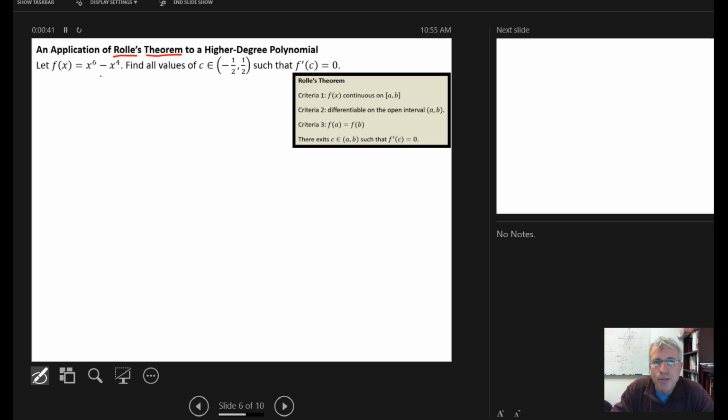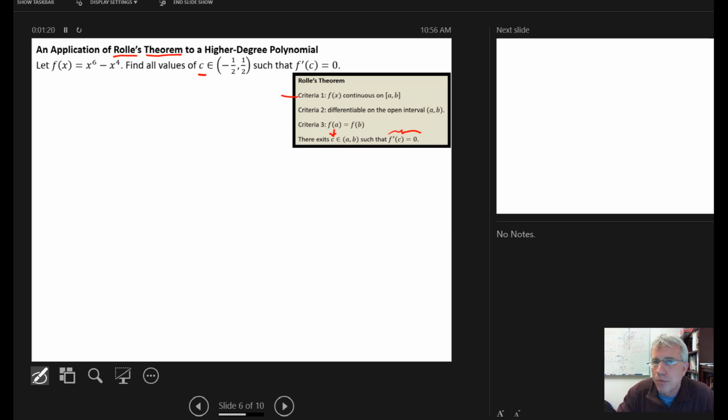So it says, let f of x equal x to the 6th minus x to the 4th. Find all values of c in the open interval from -1/2 to 1/2 such that the derivative at c is equal to 0. So first we want to show that Rolle's theorem guarantees that there's an input value c on the open interval such that the derivative at c is going to be equal to 0. So we're going to use Rolle's theorem to guarantee that such a value exists. Once we guarantee it exists, then we will find it.